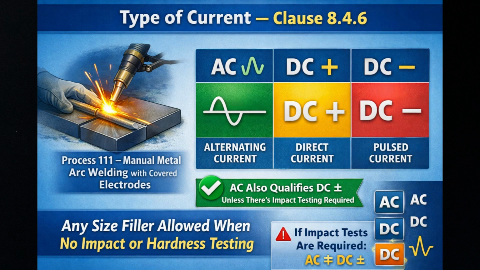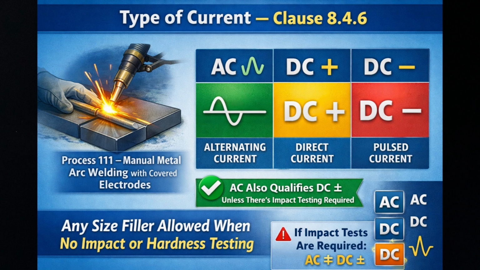Type of current, Clause 8.4.6. The qualification is given for the type of current, alternating current, direct current, or pulsed current, and for the polarity used. For process 111 only, manual metal arc welding with covered electrodes, alternating current also qualifies direct current in both polarities, unless impact testing is required.